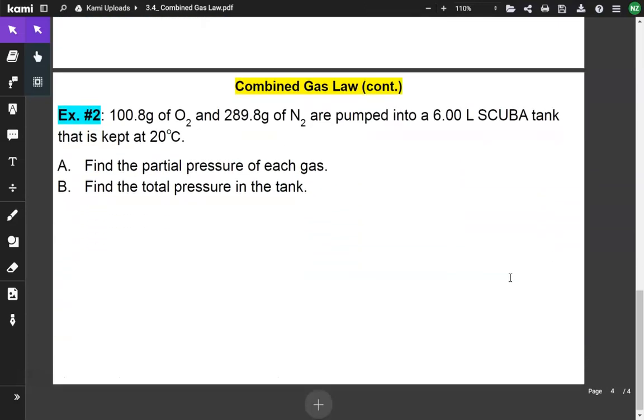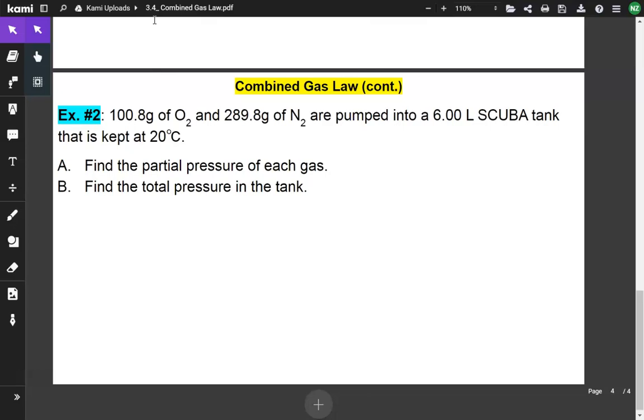All right, so here's an example. It says 100.8 grams of O2 and 289.8 grams of N2 are pumped into a 6-liter scuba tank that's kept at 20 degrees Celsius. Find the partial pressures of each gas, and then find the total pressure in the tank.